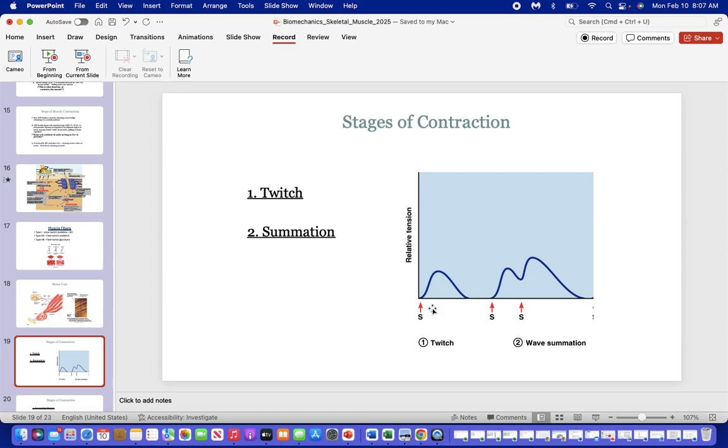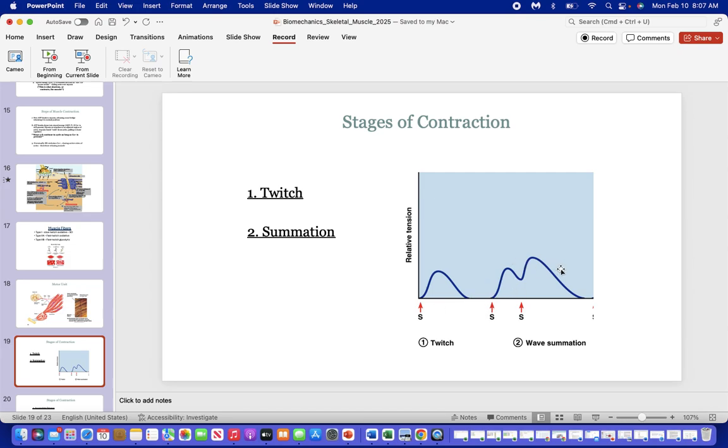This is an isolated contraction. A single twitch doesn't produce any significant muscle activity in the body. A series of action potentials to the muscle fibers is necessary to produce a muscle contraction that can produce work.